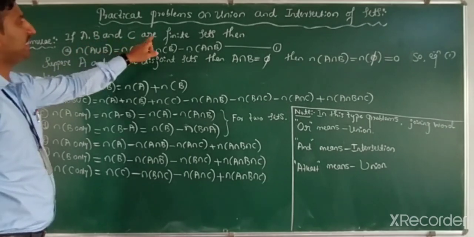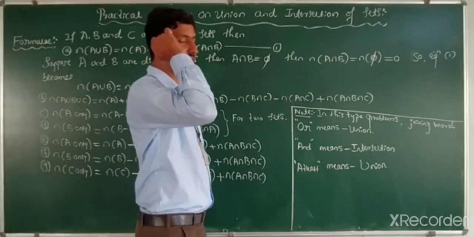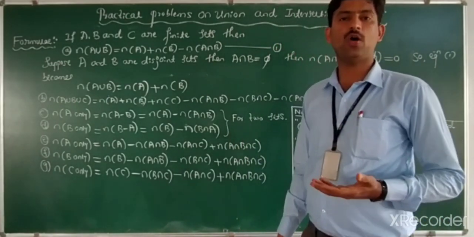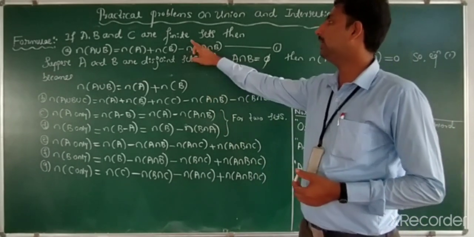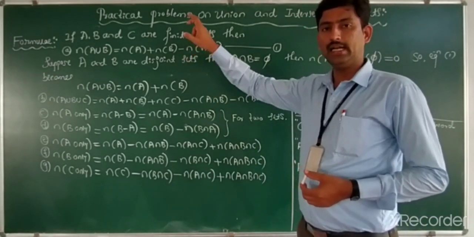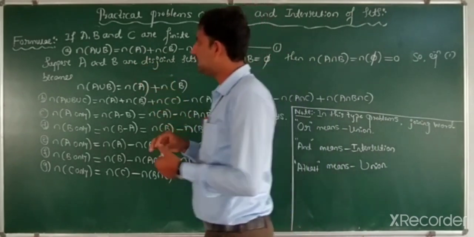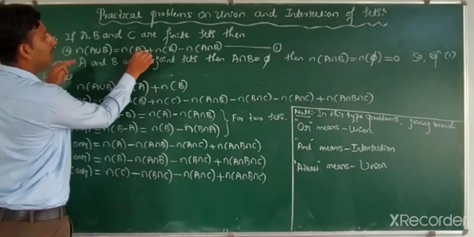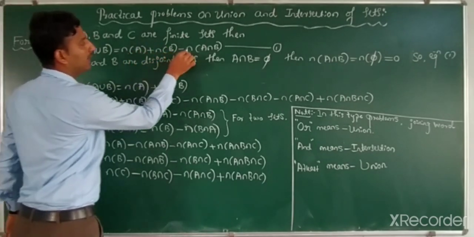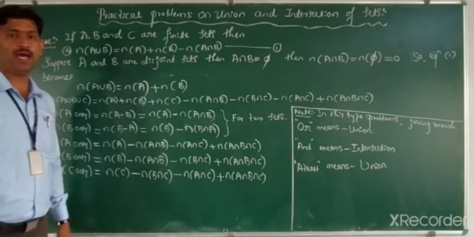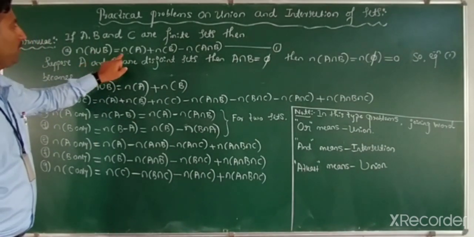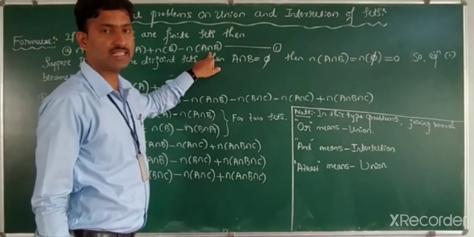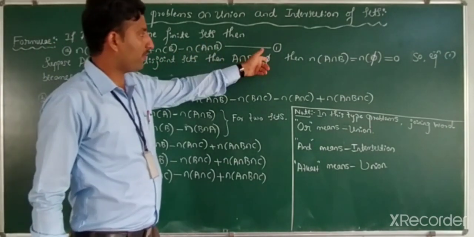If A, B and C are finite sets, if you have three finite sets A, B, C, what is a finite set? A set which is either empty or consists of a definite number of elements is called a finite set. In that finite set, one of the formulas is n of A union B. n of A union B is equal to n of A plus n of B minus n of A intersection B. You call it equation number 1.